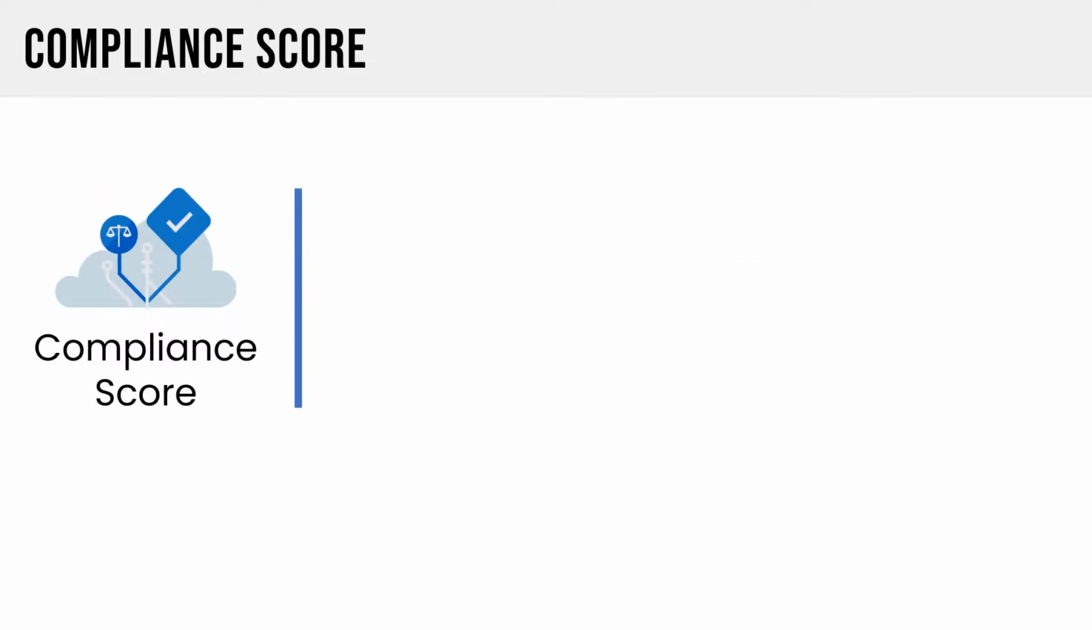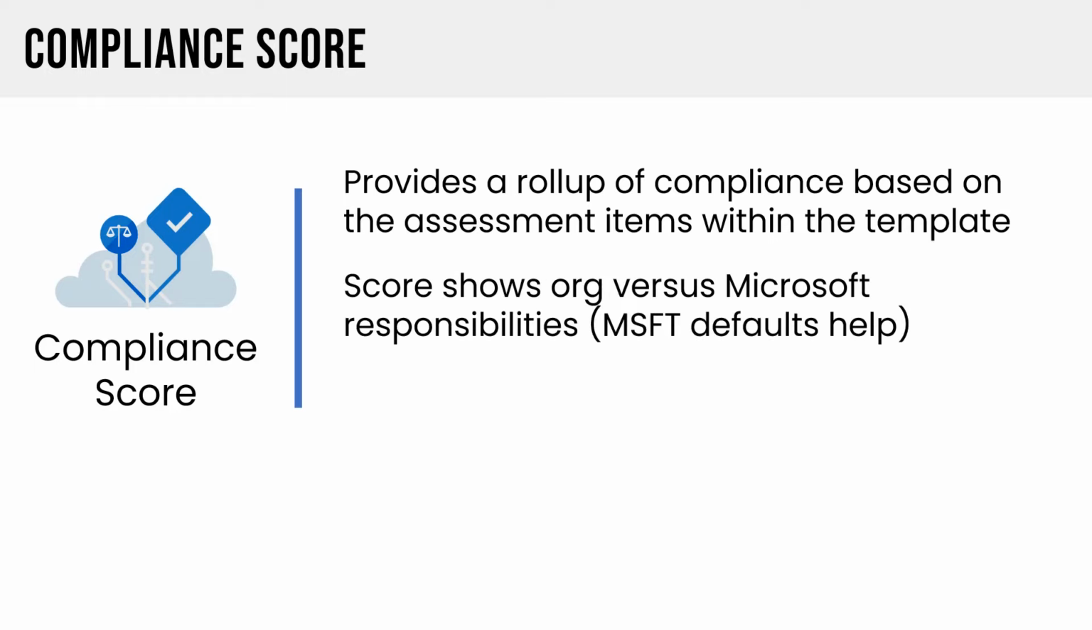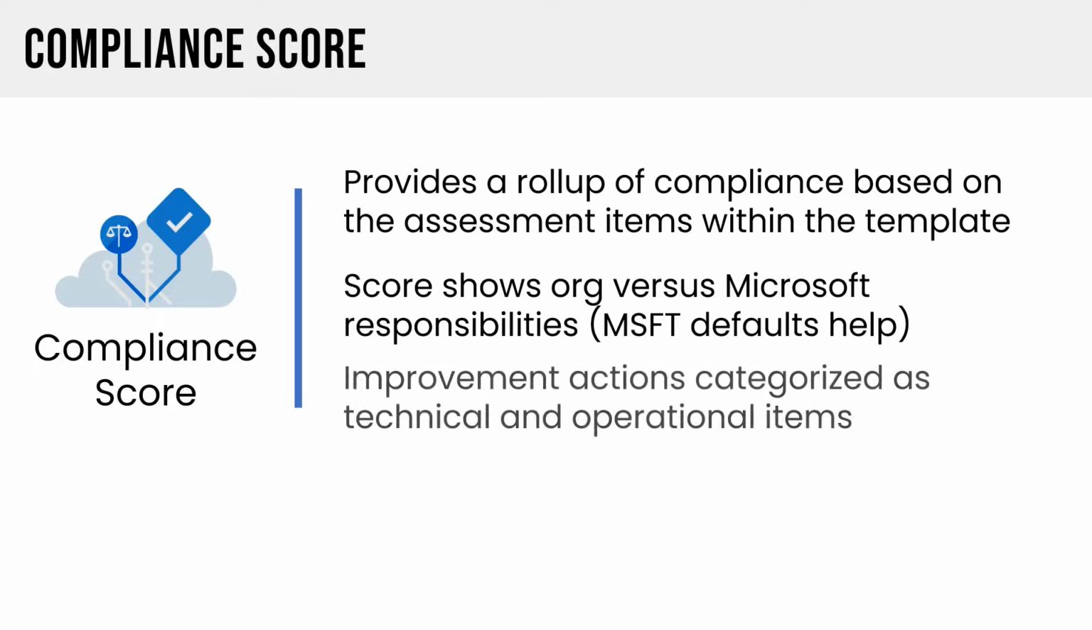And when we look at that compliance score, which is part of Compliance Manager, it provides a roll-up of compliance based on assessment items within the assessment templates. So think of it as like a baseline that has specific assessment items that all roll up into the overall compliance score for the regulatory requirement we're deploying as an assessment. The score shows the organization's responsibilities, so the organization score versus Microsoft score on their responsibilities. That rolls up into the overall score, which makes your score, generally speaking, look abnormally high right out of the box. There are improvement actions that are shown.